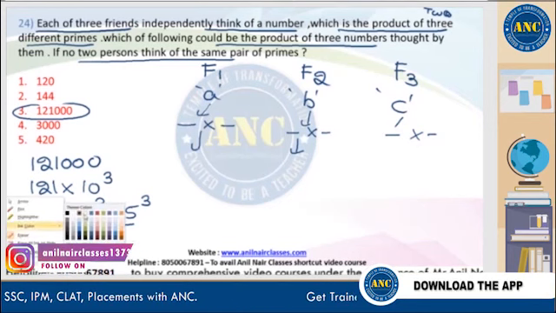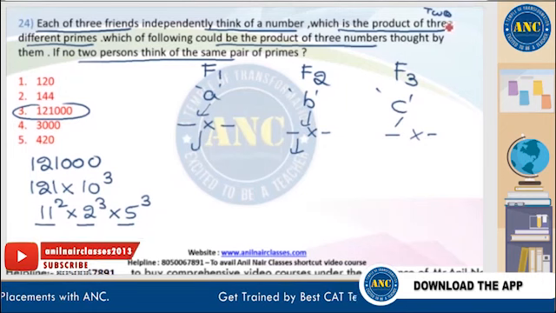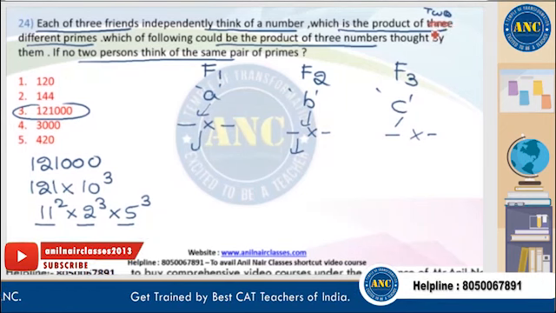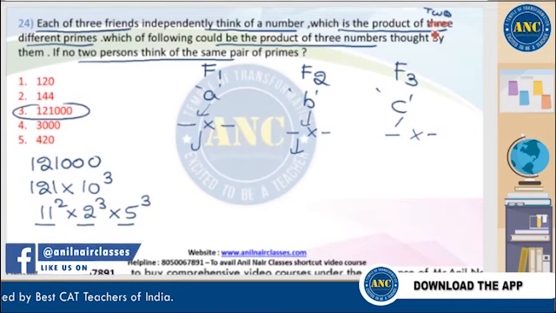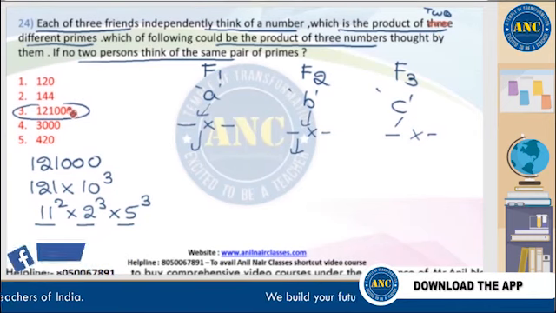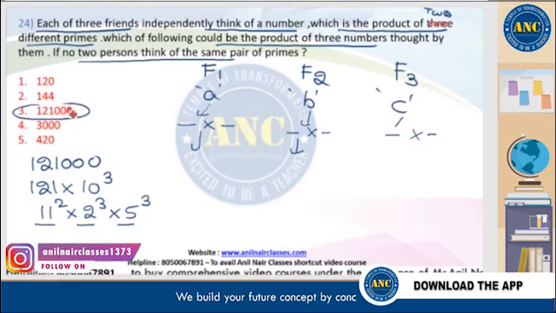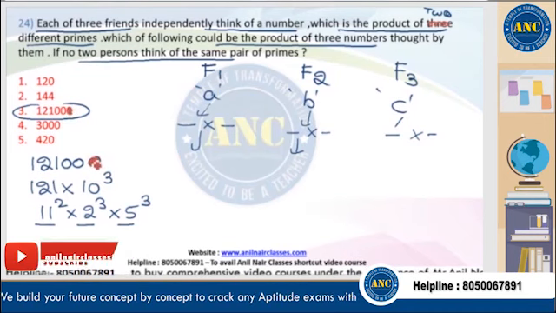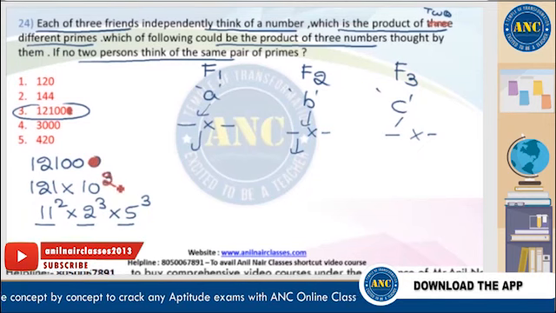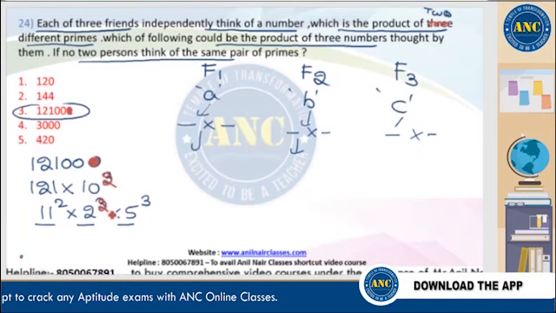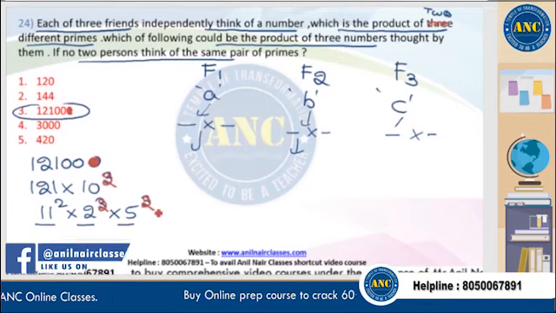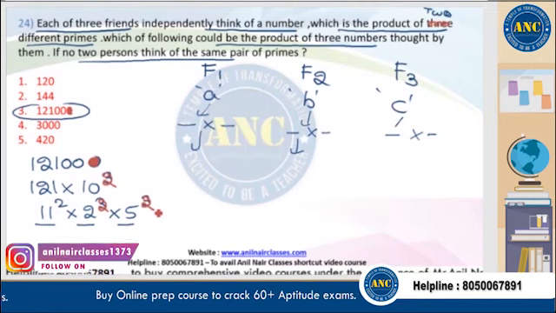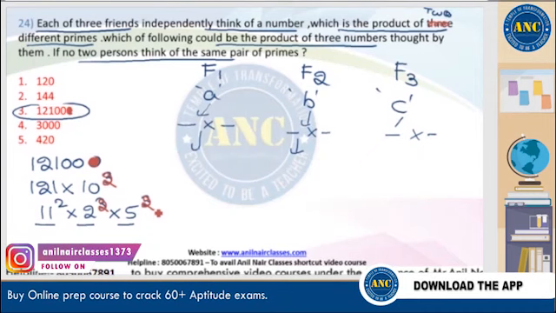Now listen carefully. Now you will understand very, very clearly. Again it is 121 000, not a 000. The typist has made some small mistake. It is 121 000. It is 10 square. It is 11 square into 2 square into 5 square. Now if you see, 11 square into 2 square into 5 square.